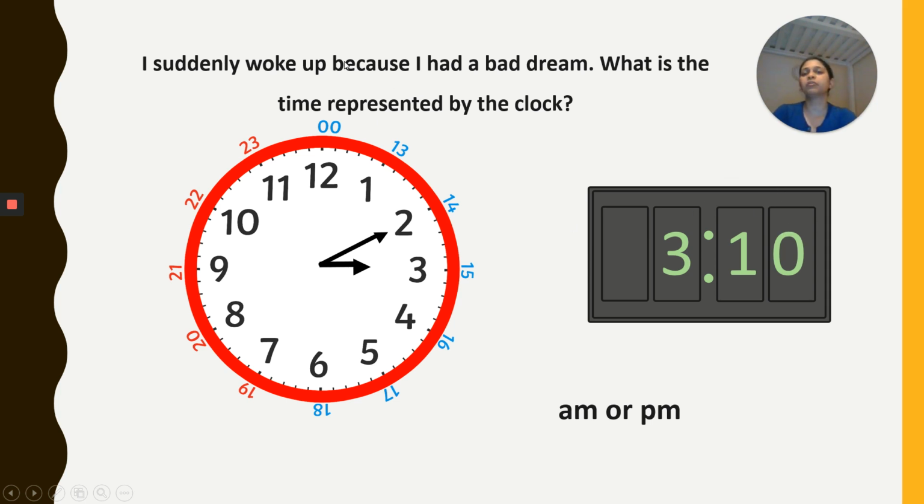But now we know that we woke up early in the morning because when we go to bed, we have a bad dream and I suddenly woke up. So I didn't wake up at 6:15 when my alarm rang. I woke up much before that. So that's why we say 3:10 a.m.